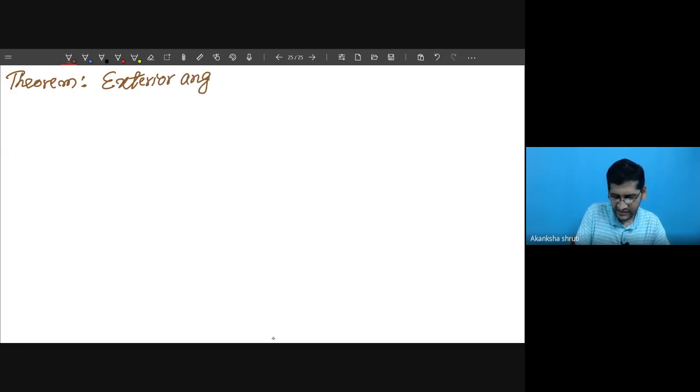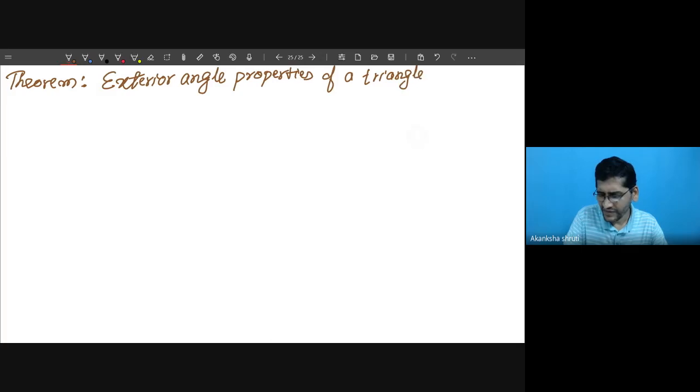So the other theorem called exterior angle property, exterior angle properties of a triangle. So what this theorem tells, I will write later. So it tells that any exterior angle is sum of two opposite interior angles. So the theorem is like this.